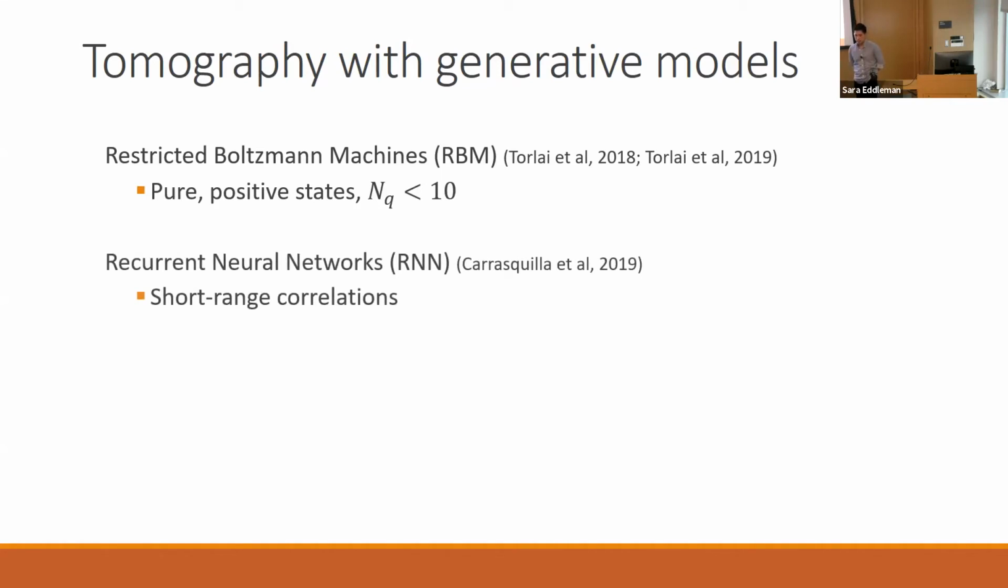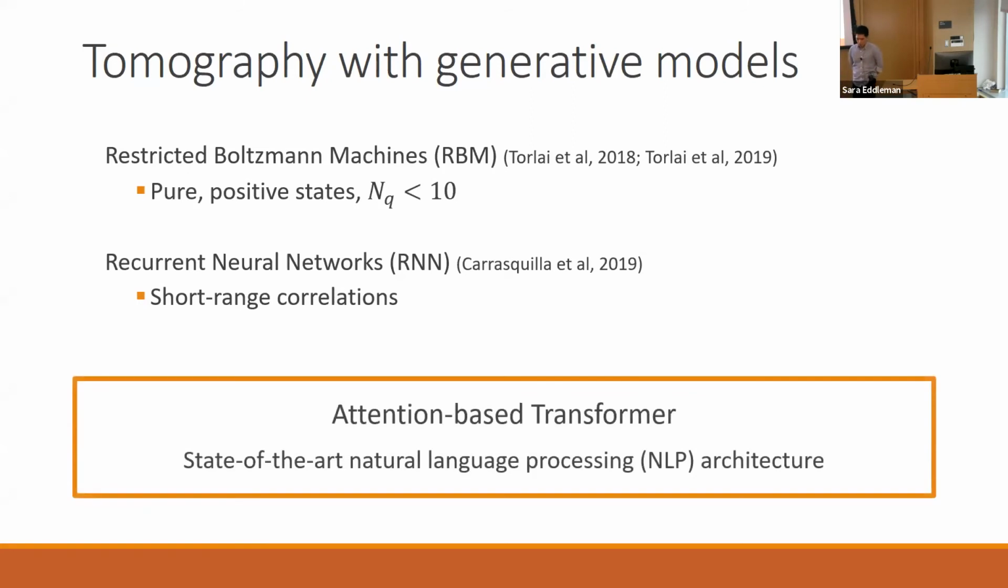Success in scalability in going to larger system sizes was demonstrated by using recurrent neural networks by one of our collaborators actually, Juan Carrasquilla. But recurrent neural networks are inherently designed for short-range correlations and are not well suited to the kinds of long-range correlations that you might expect in quantum systems. And so in this work, our focus will be the attention-based transformer, which is a state-of-the-art natural language processing architecture. And as the talk goes on, I'll describe how this transformer works and why we expect it to be well suited for our problem.